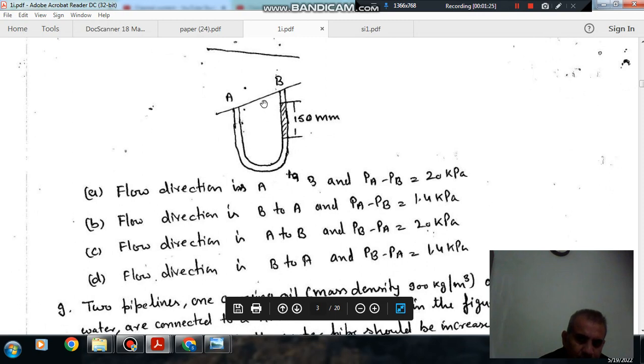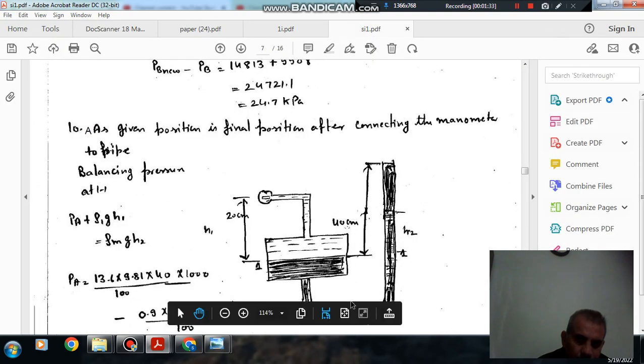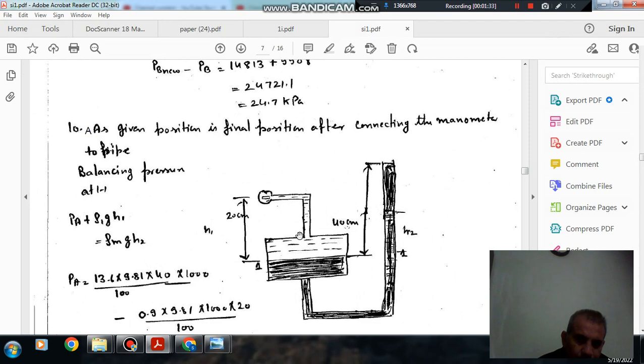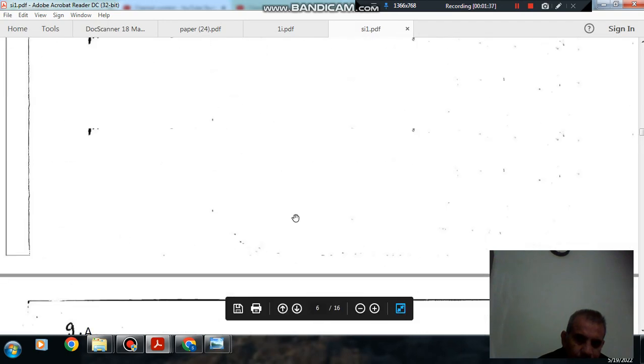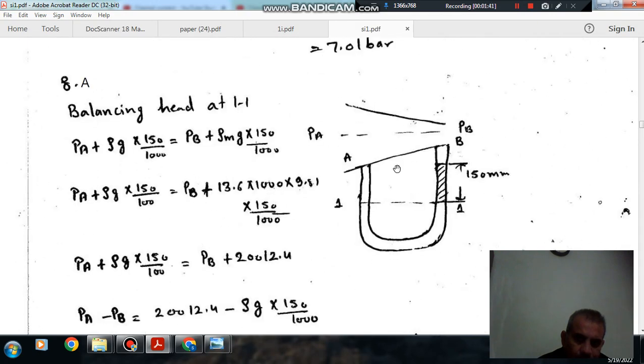So this is the manometer connected to this pipe. This is 150 mm. Here this is your mercury head, and above that is a water head. And here there is 145 mm. So there is water head above that is water head.